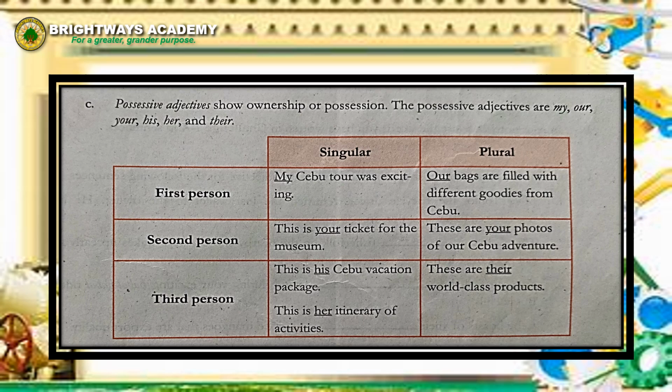Okay, in the third person, example, in the singular, this is his Cebu vacation package. So, singular form kasi his, okay? Another one, this is her itinerary of activities. Yung singular kasi her, okay? So, isa lang. When plural, these are their world-class products. So, the possessive adjective there is in the plural form, and the person is talking in the third person.